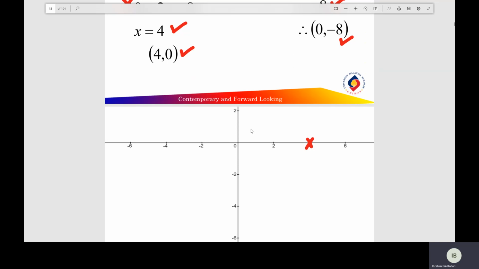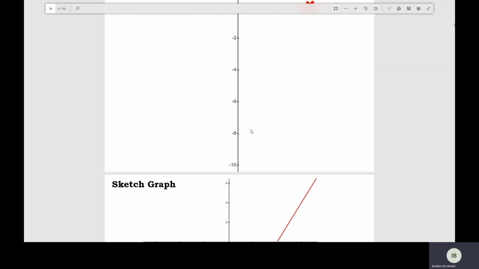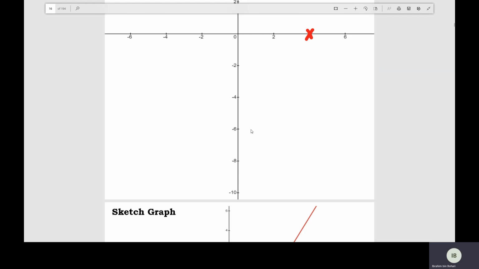And then you sketch the straight line to the positive infinity. Here is the answer. Here you plot the intercepts, and then you sketch the straight line.